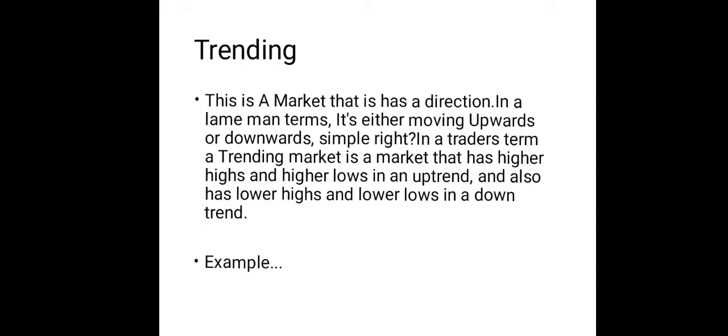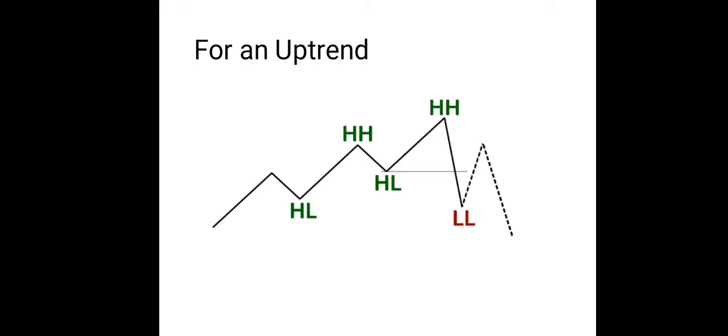Let me show you what I'm talking about. Now here's an example for the uptrend market. You can see here the market is progressing higher. Now look at the first higher low, look at the next higher high, look at the higher low, look at the next higher high. Now this is a bullish market. It creates higher highs and higher lows. Think of it as a step, as a staircase.